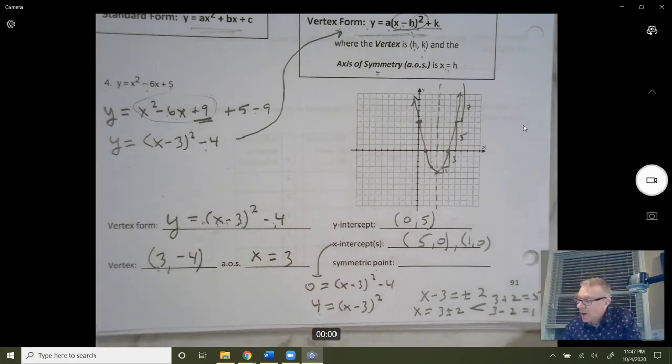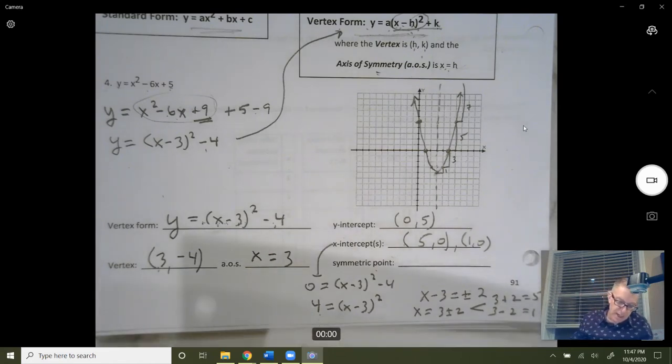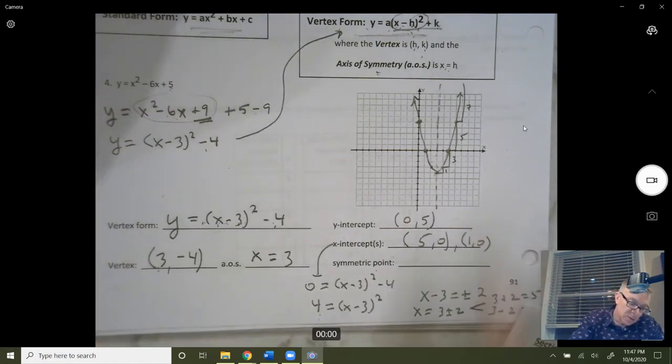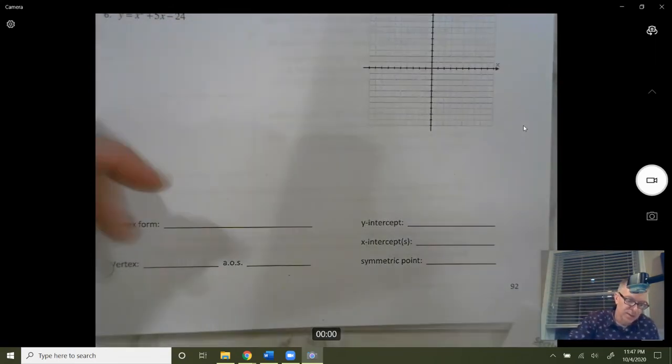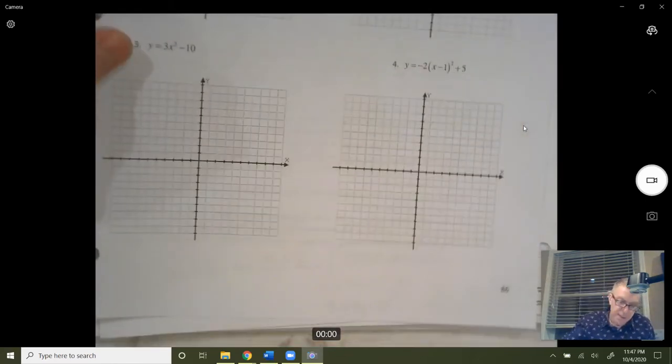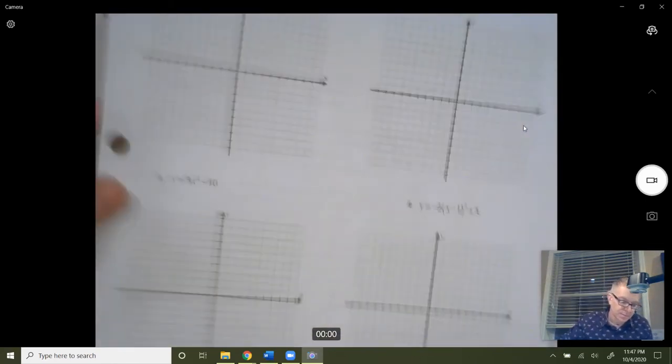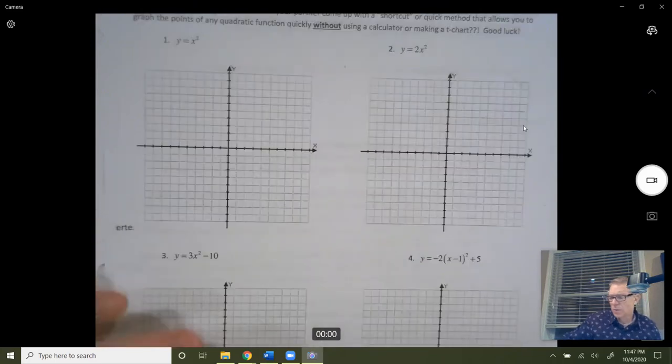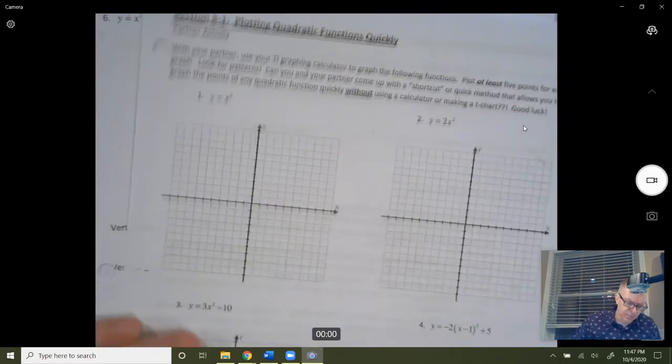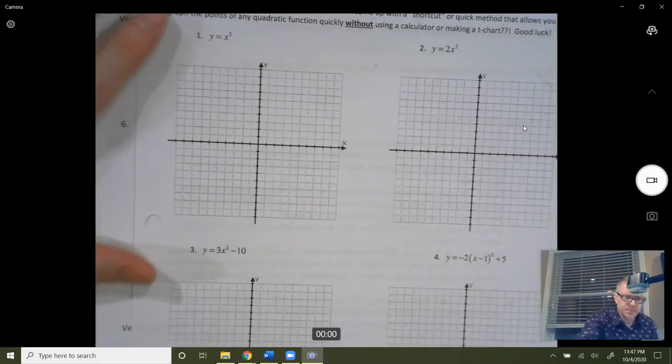Okay. I actually would like to talk about kind of how to plot these quickly. Maybe we'll do these on the other pages in the next video. But I want to talk about this real quick. If you go back to page 86, okay, and I'm going to go over what I just talked about here, but I'm going to slow it down a little bit.